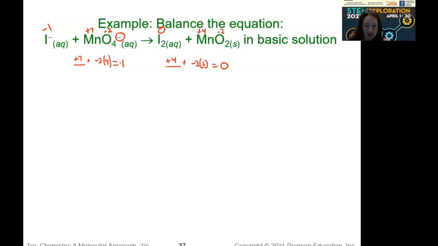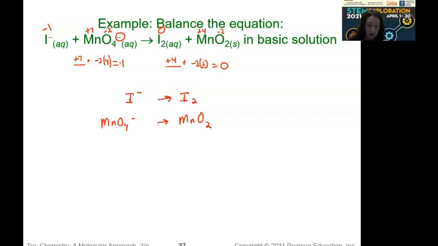So we're going to balance this in basic solution. I'll try to do it neatly, and then I actually have it all nice on my PowerPoint in just a minute. So if we do this, we have I minus goes to I2. And I'm not going to put the states in because that will just hurt my hand too much. And then we have MnO4 minus goes to MnO2. And so we separate our variables.